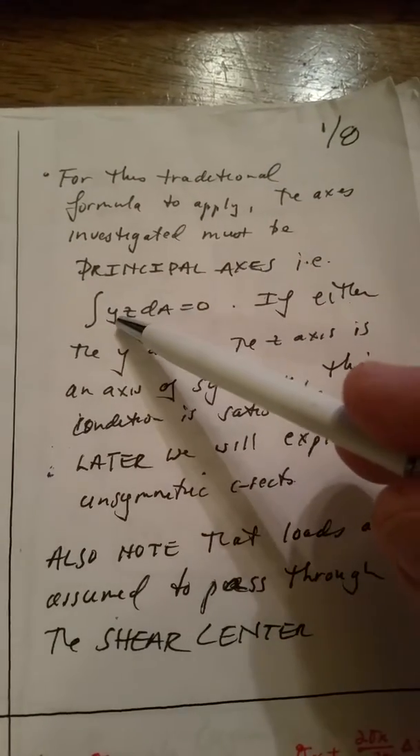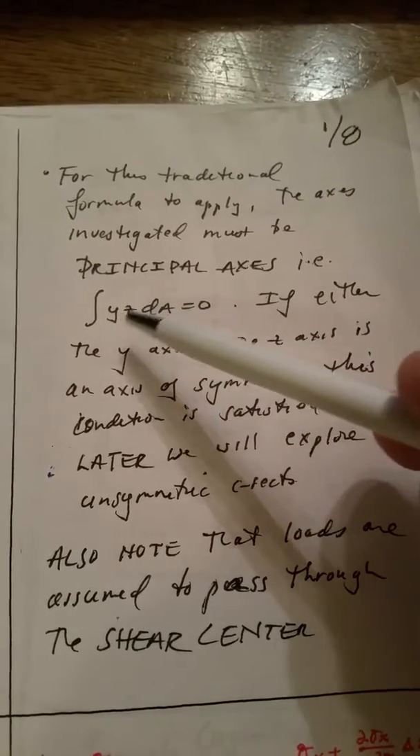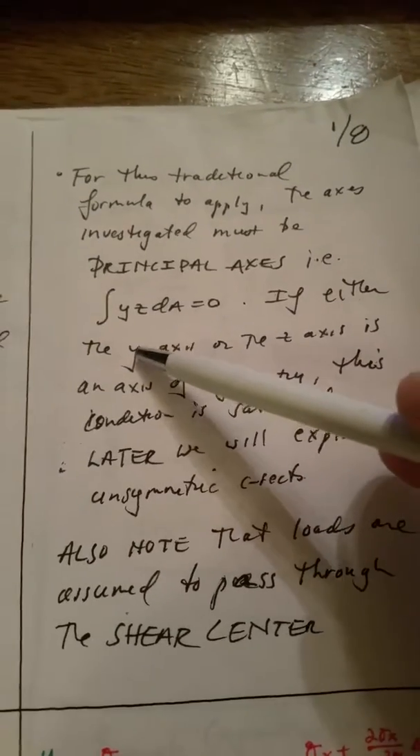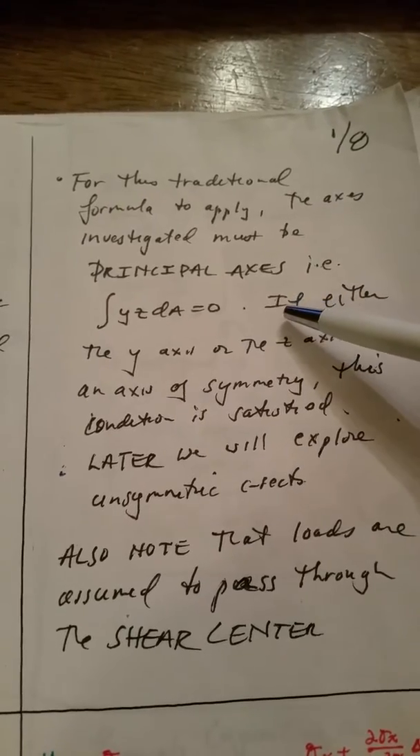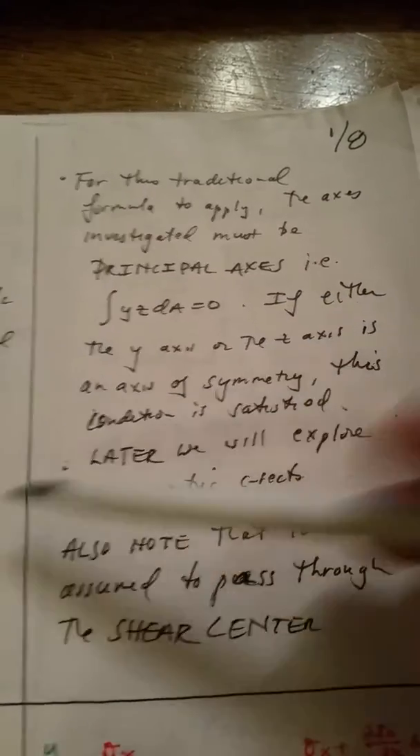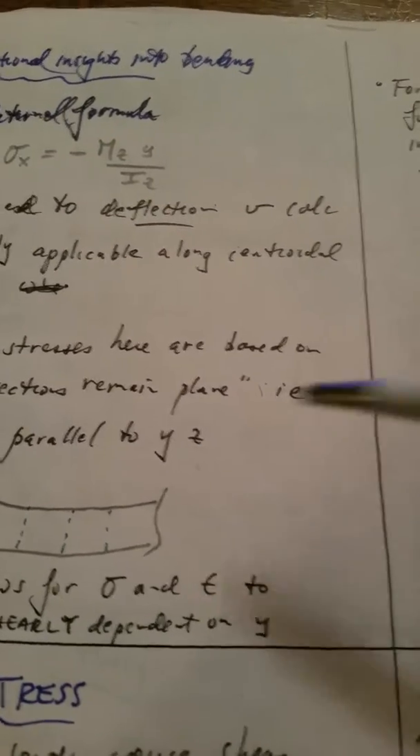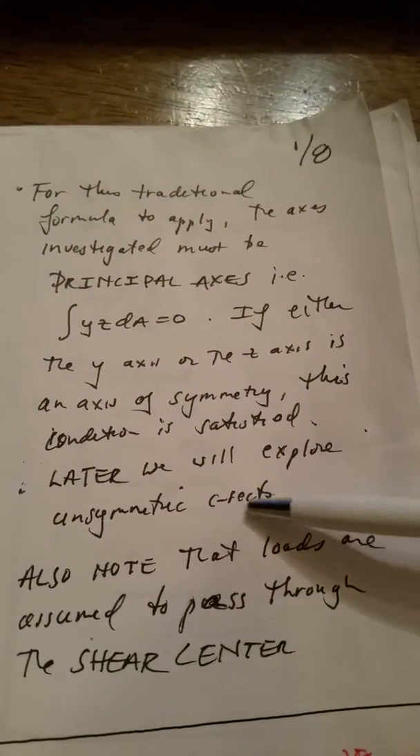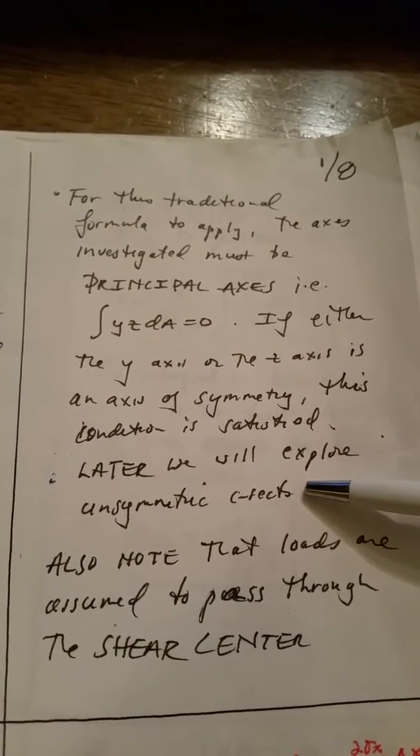A principal axis is when the integral of y times z dA is equal to 0, and that is a product of inertia. If either of the y-axes or the z-axes are axes of symmetry, and by symmetry I mean that along the cross-section, looking at this face, it's symmetric about one axis or the other axis, then this product of inertia will be 0. And later in the course we may or may not look at unsymmetric cross-sections.